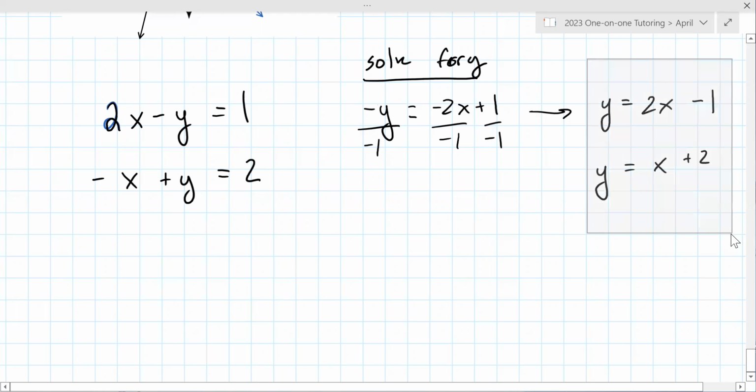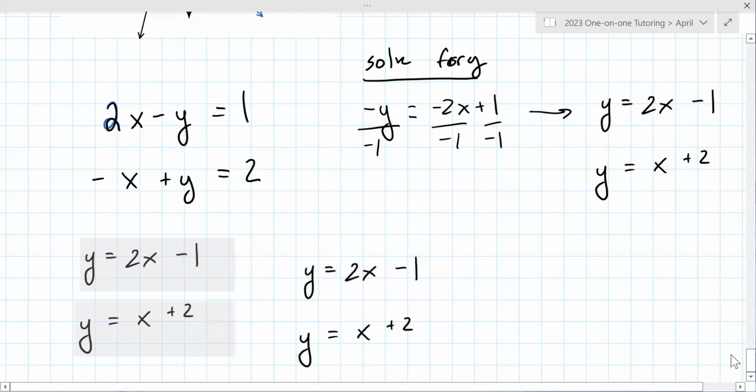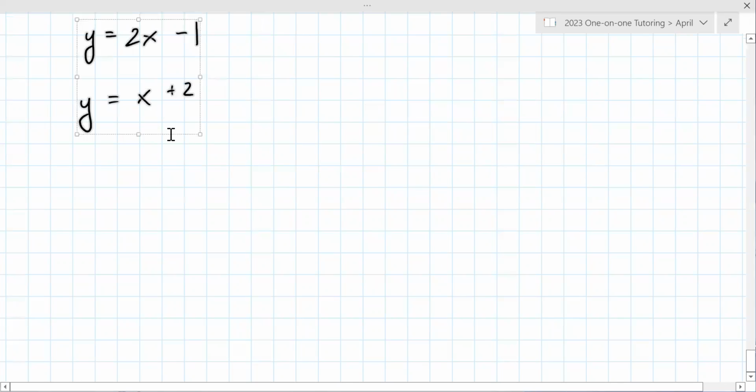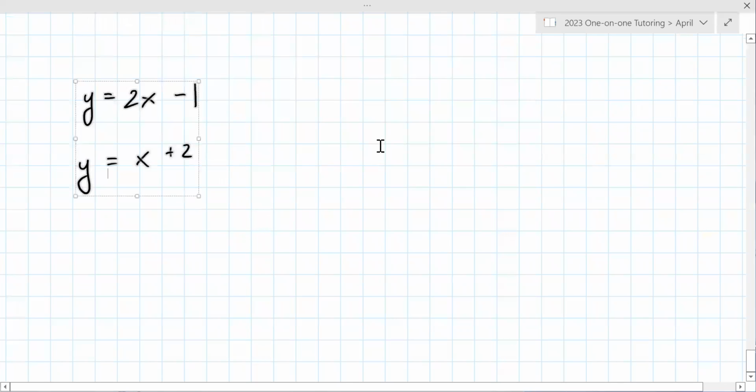Okay, so I'm going to grab these equations and rewrite them down here, kind of reframe the problem a little bit. What I want you to do is, for each equation, tell me the slope and the b value. So for y equals 2x plus 1, the b value is -1, the slope is 2.